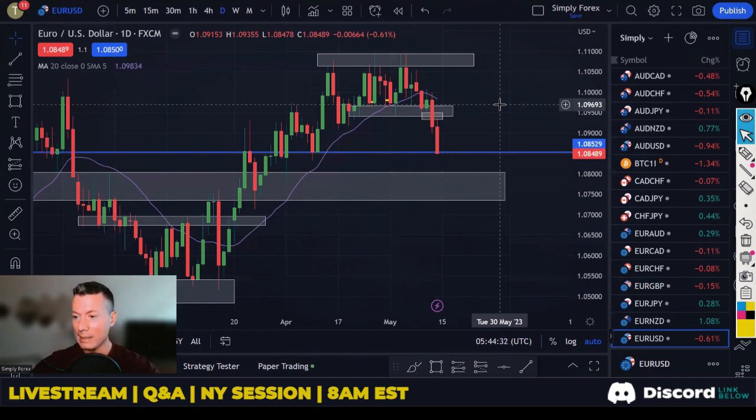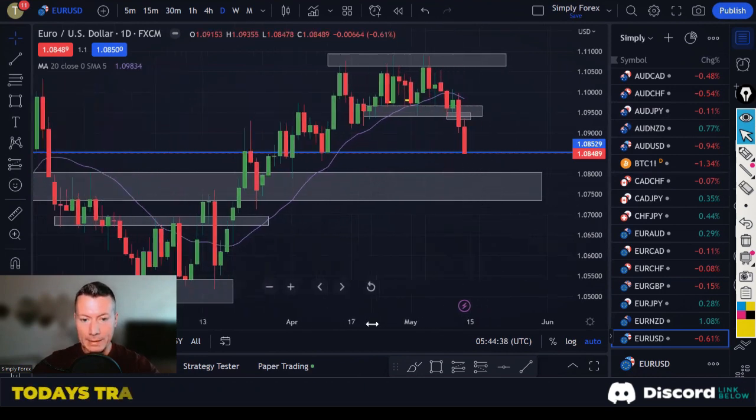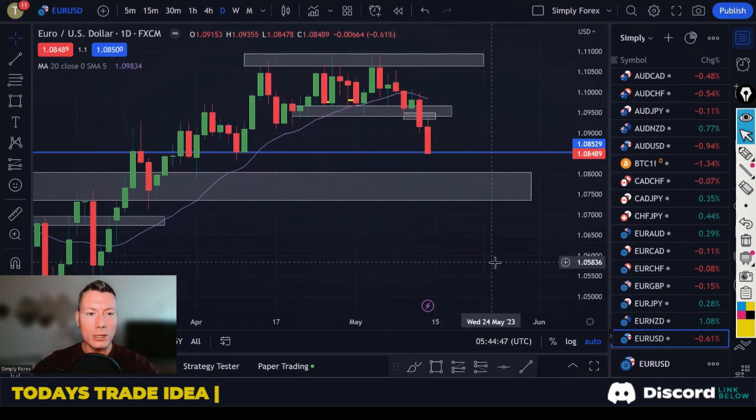Right, trades for Monday the 15th of May, guys. Let's take a look. Unless you've been living under a rock, we know that the US dollar has been gathering strength the last couple of days. So there are many US dollar pairs we could look at. I'm going to show you the one I prefer.